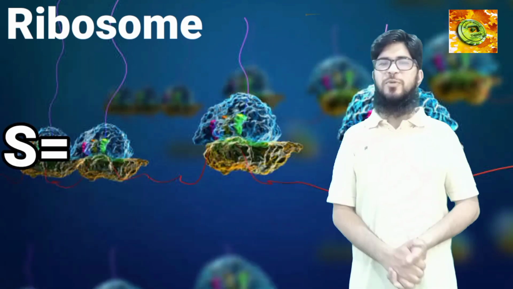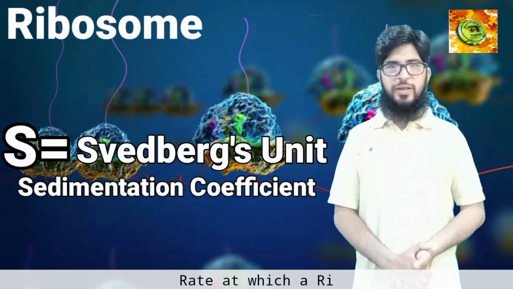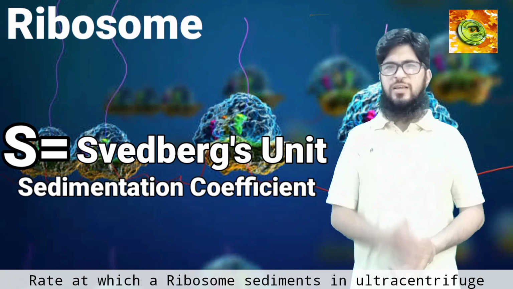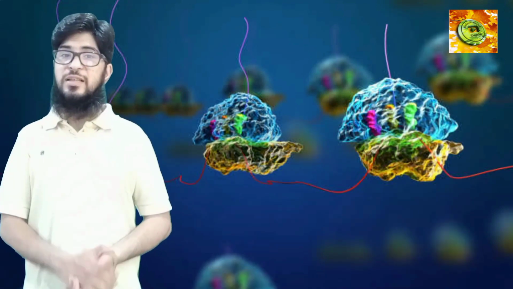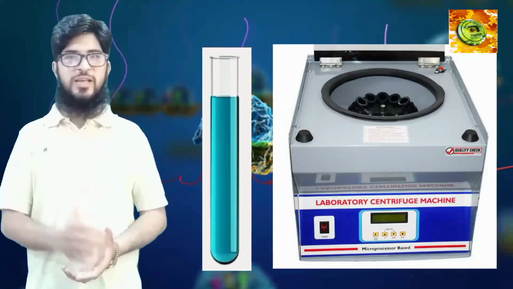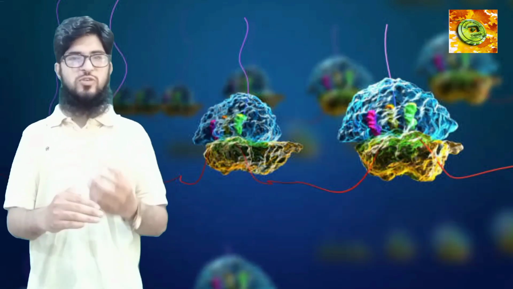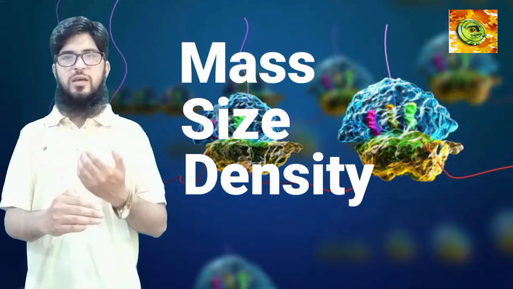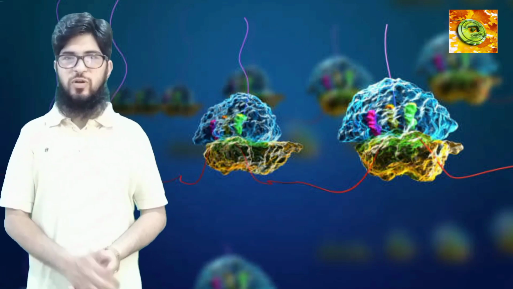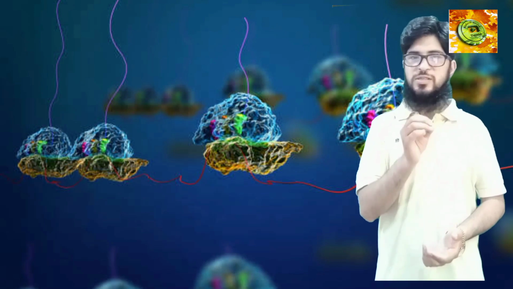S stands for Swedberg's unit or sedimentation coefficient. Swedberg unit is the rate at which the ribosome sediments in an ultracentrifuge. What? Yes, when we put cell contents in a test tube and rotate it in an ultracentrifuge at a very high speed, cell contents and organelles sediment at different speeds based on their mass, size, density, and viscosity, etc. The speed at which an organelle settles down or sediments in an ultracentrifuge is written in terms of Swedberg's unit.